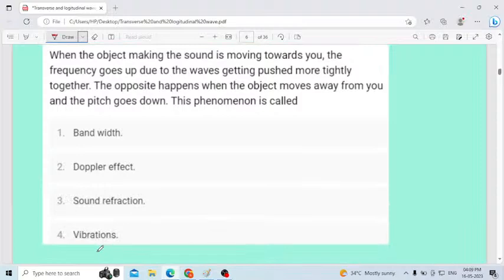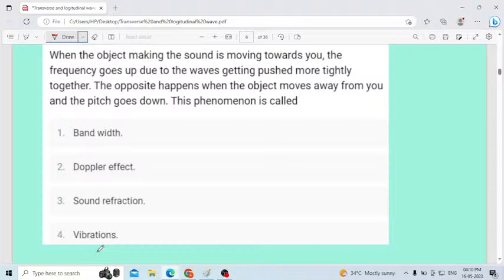Then the next question, an easy question. When the object making the sound is moving towards you, the frequency goes up due to the waves getting pushed more tightly together. The opposite happens when the object moves away from you: the pitch goes down. This phenomenon is called? Those who watched my class yesterday can easily answer. First option, bandwidth; second option, Doppler effect; third option, sound refraction; fourth option, vibration.